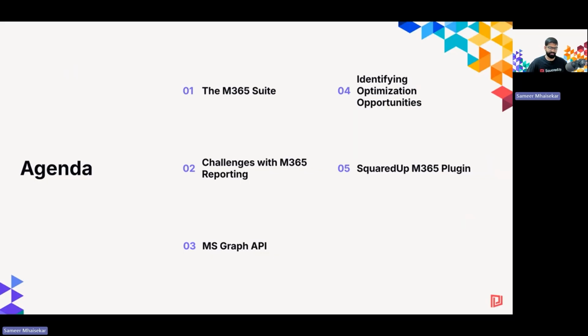With that in mind, we will take a quick look at what ways exist today, including the MS Graph API, to consume and share all this data or all these reports across all the services. Then using these reports, we will try to spot what optimization opportunities exist from the insights that these reports provide.